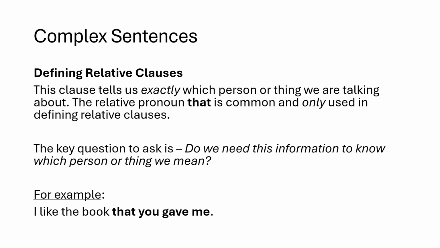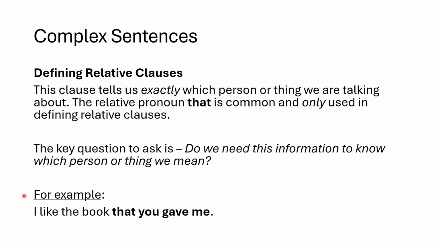Relative clauses give extra information about a noun. There are 2 types. Defining relative clauses. This clause tells us exactly which person or thing we are talking about. The relative pronoun that is common and only used in defining relative clauses. The key question to ask is, do we need this information to know which person or thing we mean?